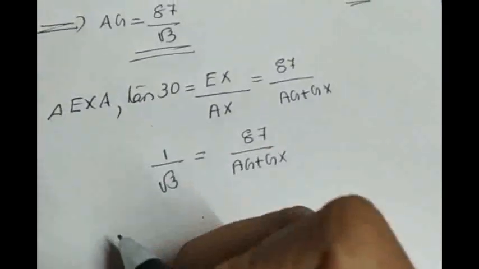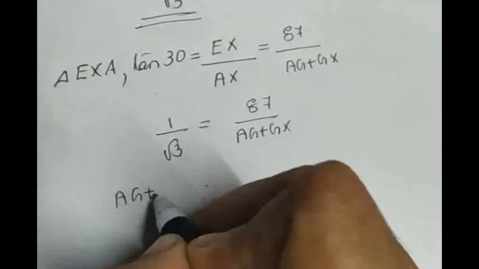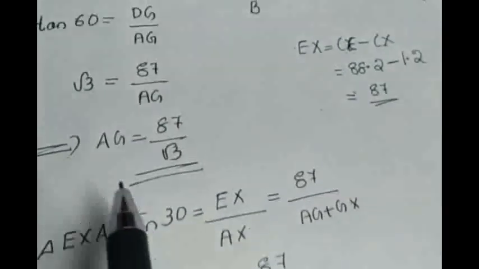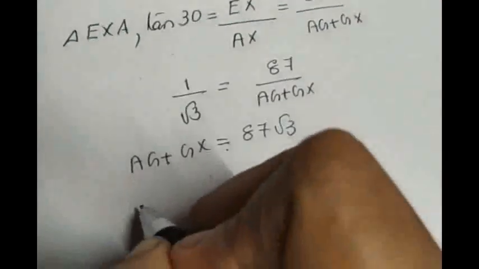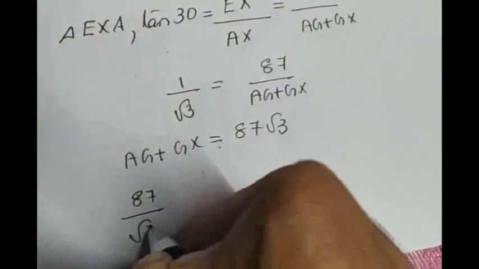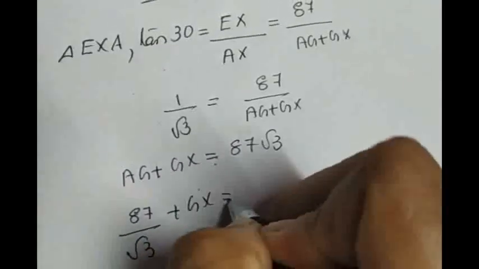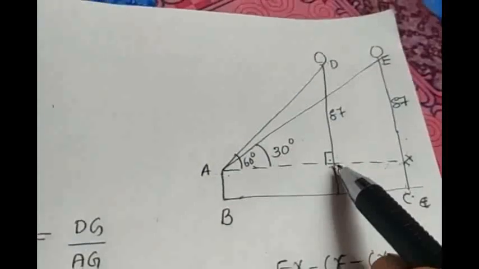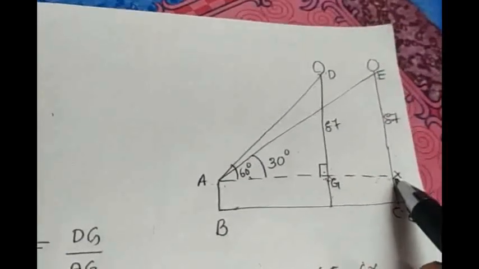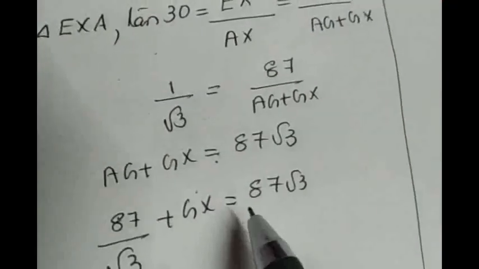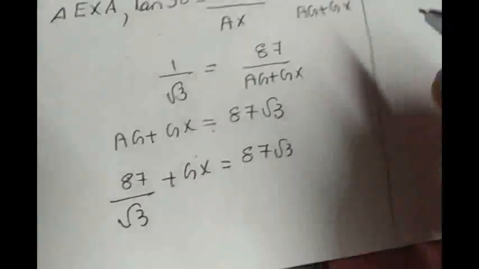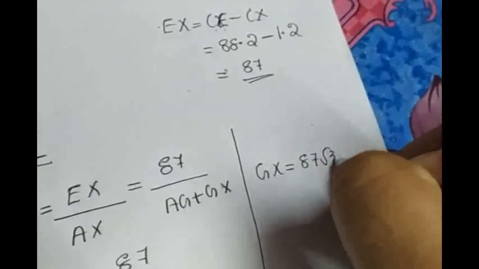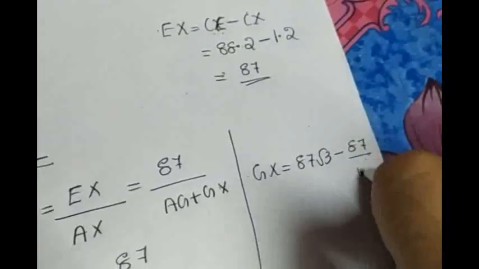Just cross multiply the value. So we are getting AG plus GX equal to 87 into root 3. Again, we know the value of AG as 87 by root 3. So 87 by root 3 plus GX equal to 87 root 3. We need the value of GX. That means the distance traveled by the balloon from this position to this position. So to calculate GX, take 87 by root 3 to the right side. So we are getting GX as 87 root 3 minus 87 by root 3.